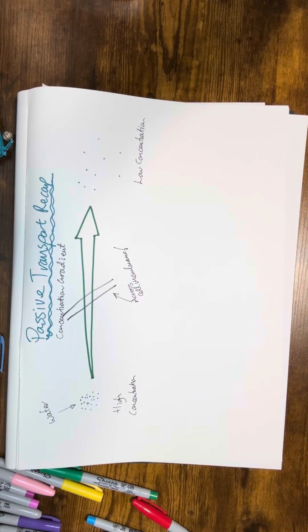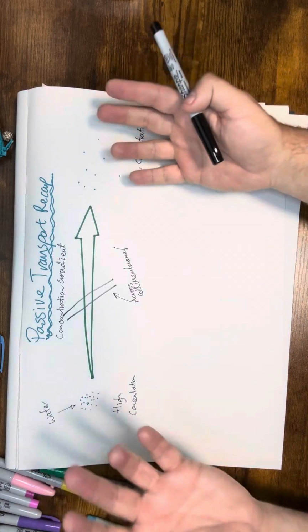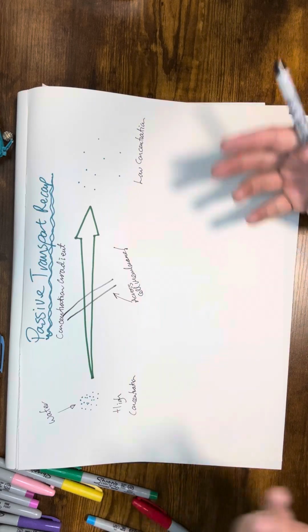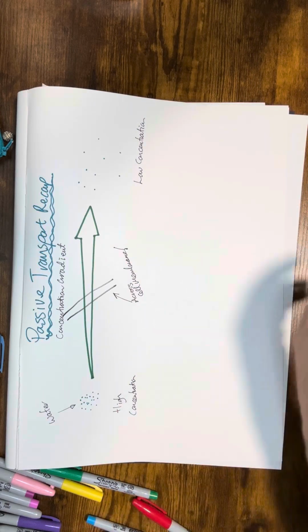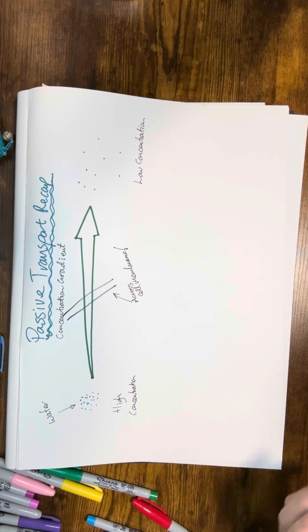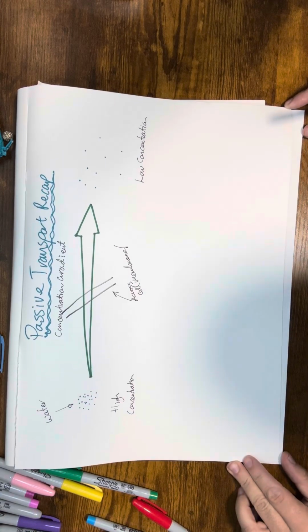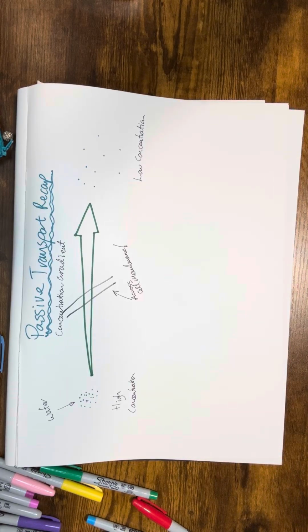The reason it's passive transport, this will just happen on its own until those concentrations are equal on both sides of the membrane. The particles won't stop moving, but there'll be no net movement in any particular direction. The cell does not have to put any energy in to get this to happen. It happens because of the kinetic energy that the particles have anyway, and that's why we call it passive transport. So this is something to remember.